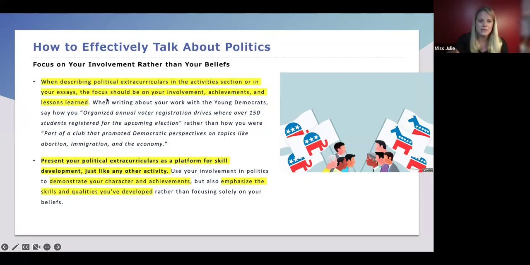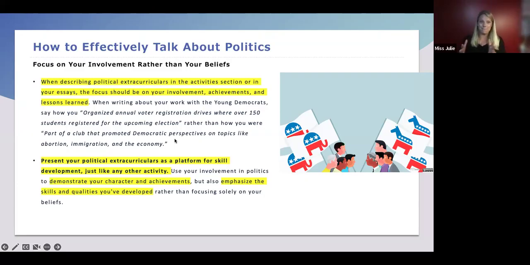So for example, when describing political extracurriculars in the activities section or in your essays, the focus should be on your involvement. What were your responsibilities, achievements, the lessons you learned, right? When writing about your work with Young Democrats, say you organized annual voter registration drives where over 150 students registered for the upcoming election, rather than how you were a part of a club that promoted the democratic perspectives on topics like abortion, immigration, and the economy.